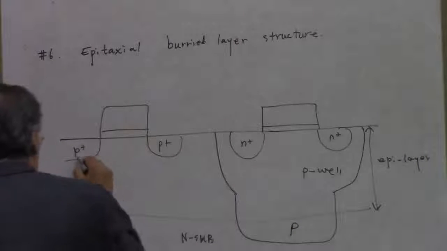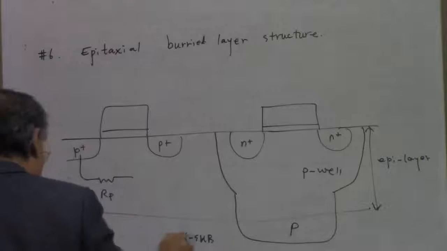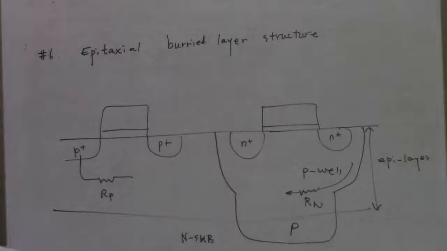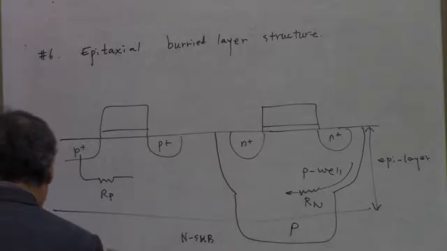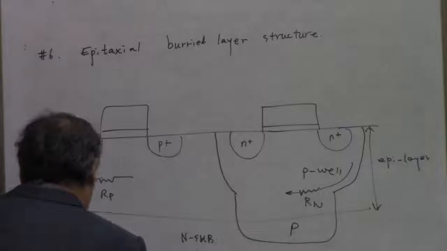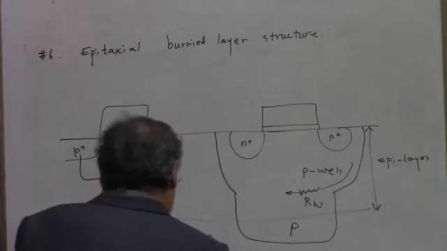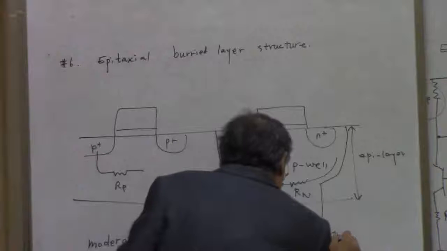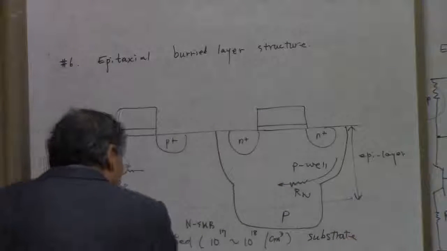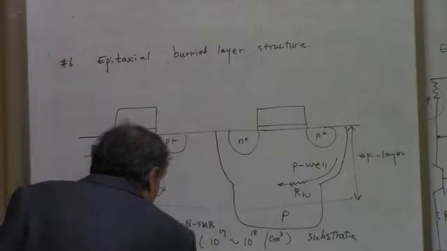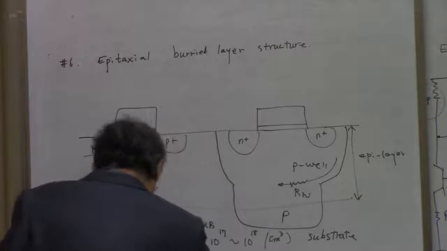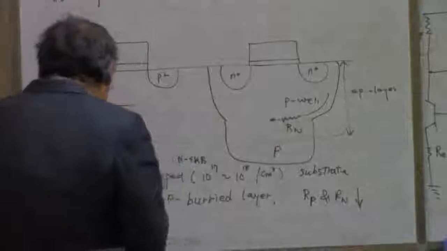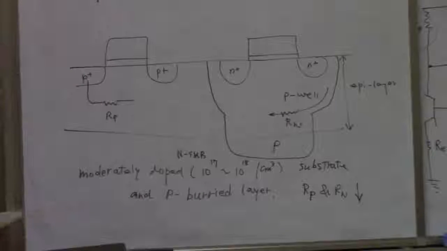Okay, then also RP and also RN are going to be minimized by using a moderately doped substrate, which is 10 to the 17th and 10 to the 18th per cubic centimeter. And a P buried layer. RP and RN can be reduced. Okay.